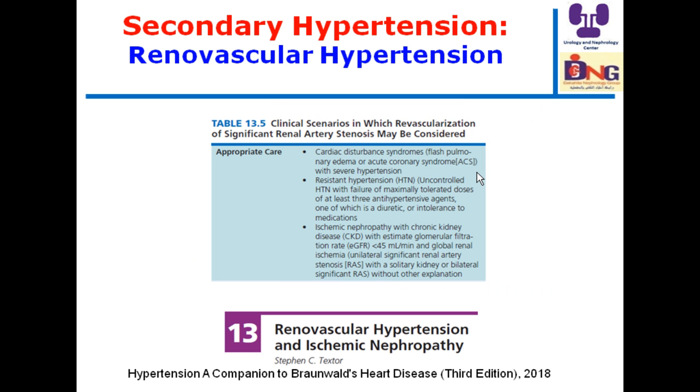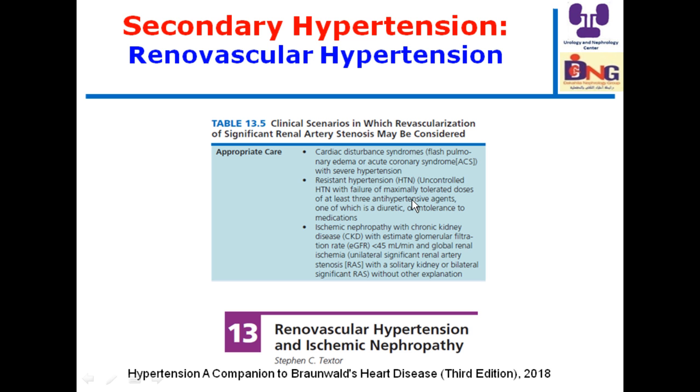So appropriate care can be considered by using revascularization in a significant renal artery stenosis that is associated with cardiac disturbance syndromes, flash pulmonary edema, or acute coronary syndromes, or severe hypertension, resistant hypertension uncontrolled with failure of maximally tolerated doses of at least 3 hypertensive agents.